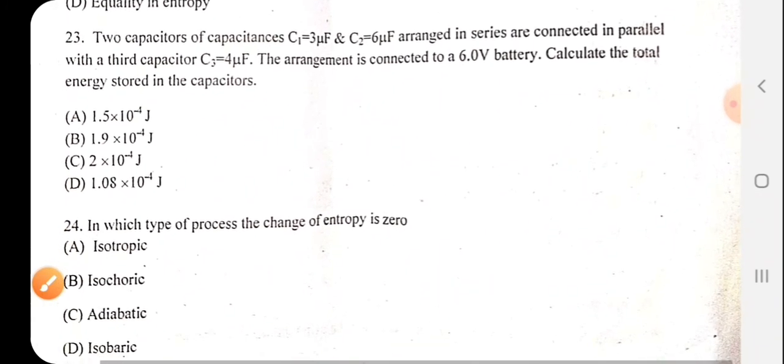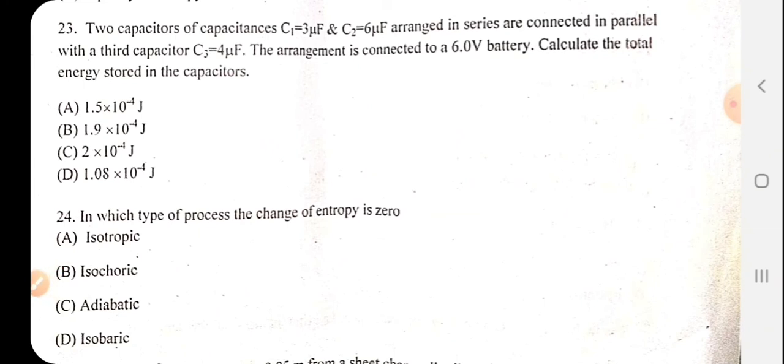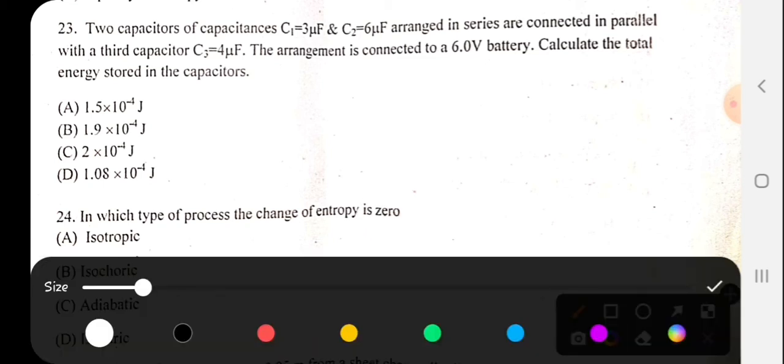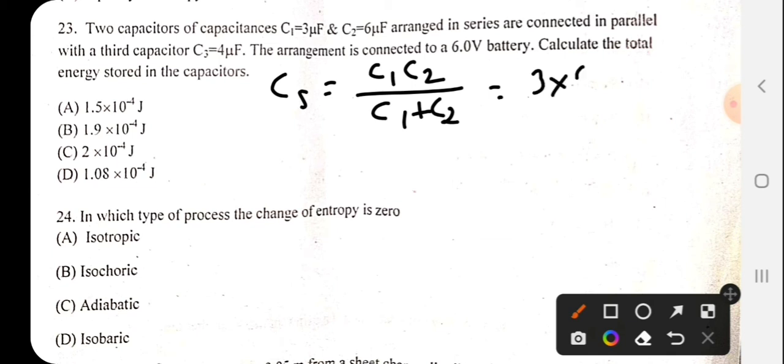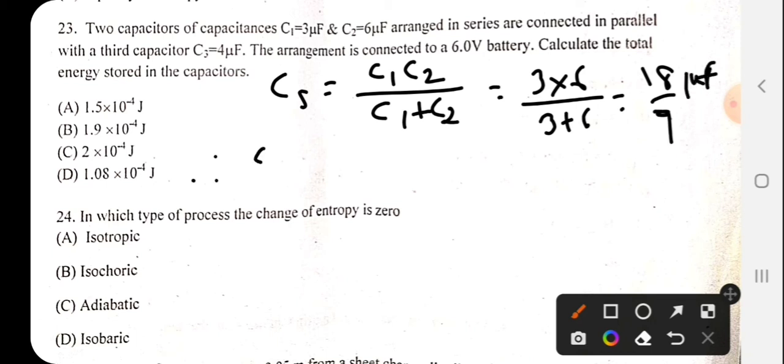Next, come to question number 23. This is also very easy. Given two capacitors of capacitance 3 microfarad and 6 microfarad are arranged in series. So first we do the series connection. The formula for series is C1 C2 divided by C1 plus C2. The value of C1 is 3, multiply C2 6, divided by 3 plus 6. The answer will be 18 divided by 9 microfarads. Therefore the value of CS is 2 microfarads.